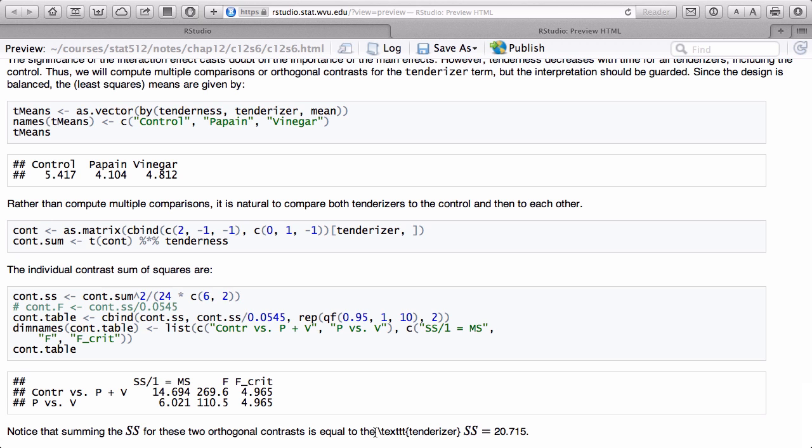Any questions? Well, let me show you this in JMP.